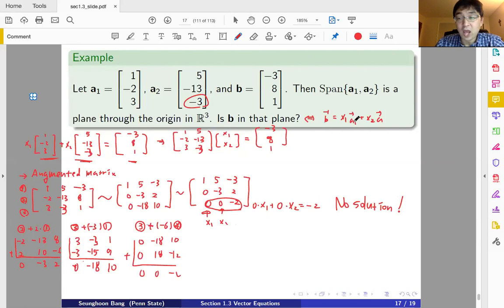We don't have a linear combination. So the conclusion is the vector B is not in the plane span A1, A2. Not in span A1, A2. This is the answer of this question, right?